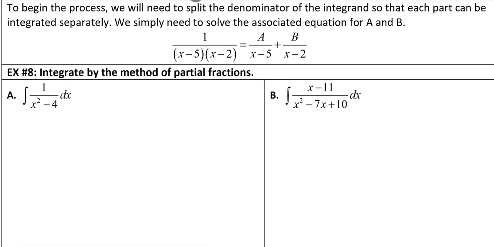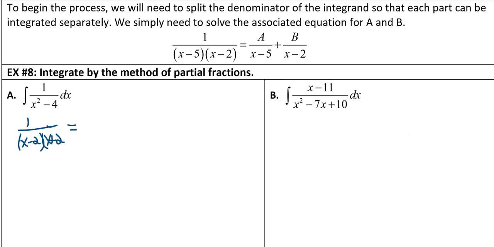This is how we go through this process. We need to split the denominator of the integrand so that each part can be integrated separately. So we need to find the A's and B's, the coefficients that go with them. The first thing we need to do is factor the denominator. We're going to ignore the integration right now. So we have 1 over x minus 2 times x plus 2.